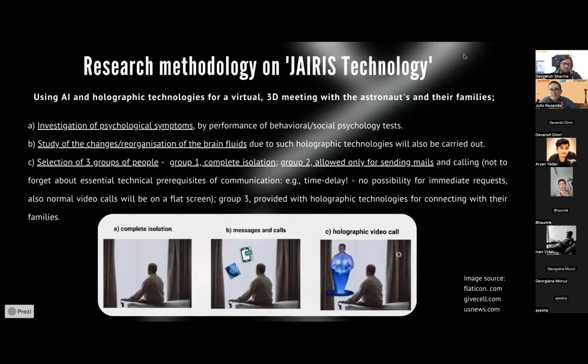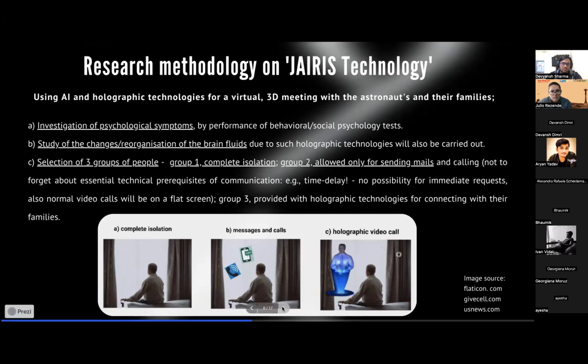Then we want to study how the brain fluids are reorganized due to such holographic technology. Now we also have a selection of three groups of people. For the experiment part, we want to divide into group 1, where there will be complete isolation; group 2, which will allow only sending mails and calls, not to forget about the essential technical characteristics of communication, such as time delay, and so on; and group 3 will be provided with holographic technologies for connecting with their families.